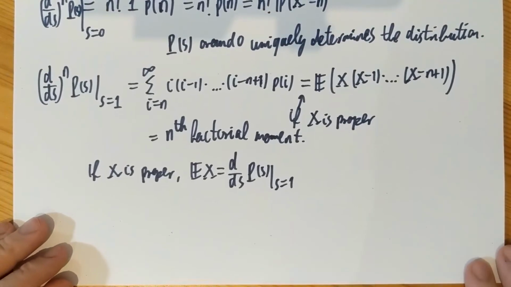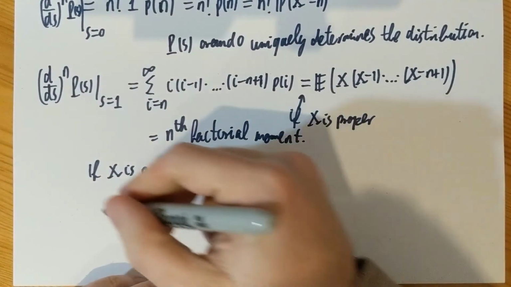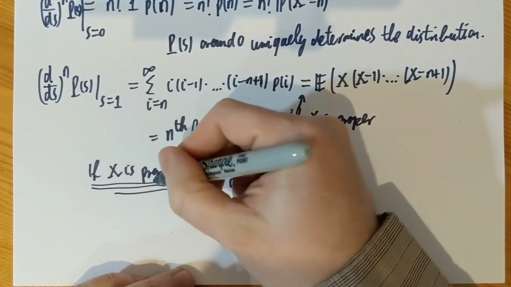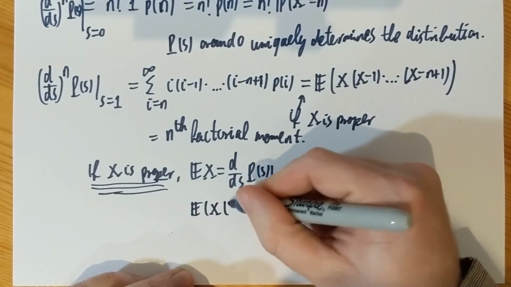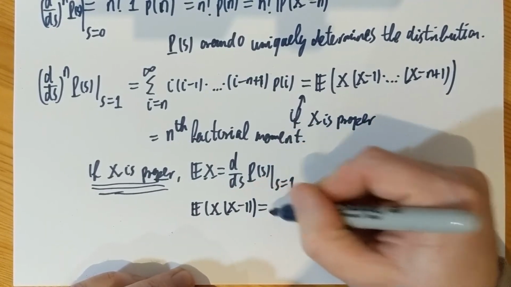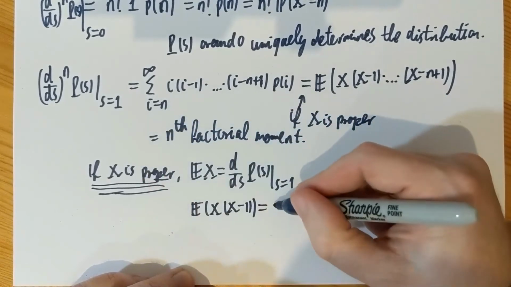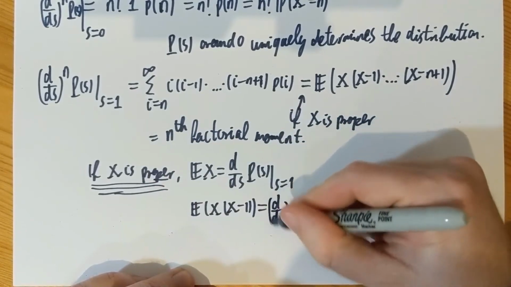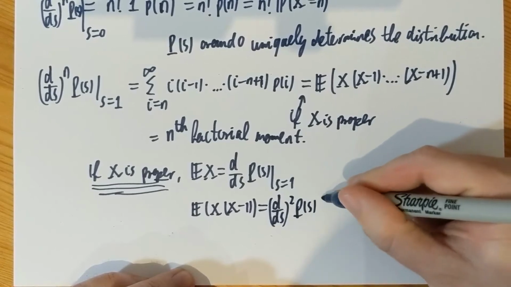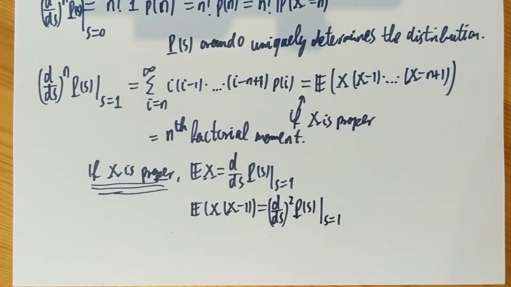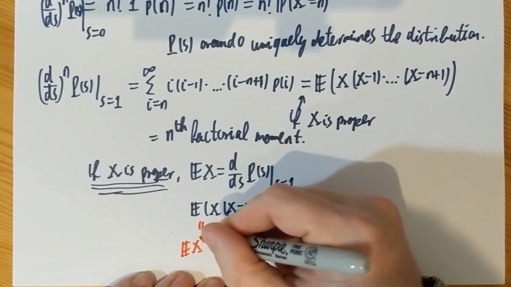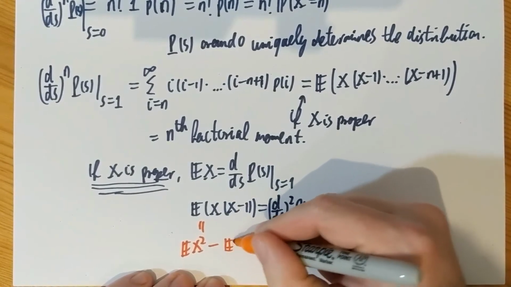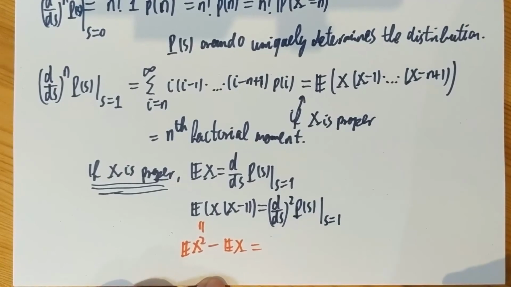What if I want to do the variance? Well, again, if X is proper, so I still need to assume that, then the expectation of X times (X minus 1) here is coming straight from the second derivative. Now, this is not exactly my variance, because what is this? This is the expectation of X squared minus the expectation of X, which is not my variance, but almost.